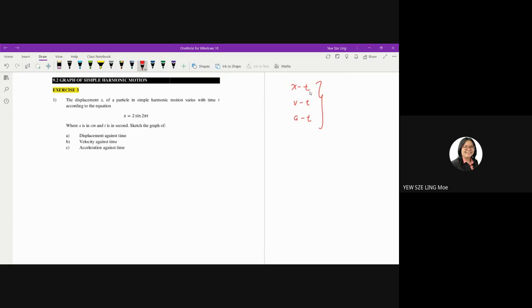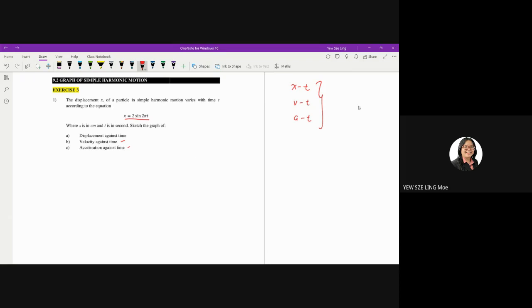Because as you can see in question one, you're just given one equation, which is the equation for x. Based on this equation, you need to sketch three types of graphs. So you need to do differentiation. You need to have equations for v, and then you need to form equations for a, the at graph.